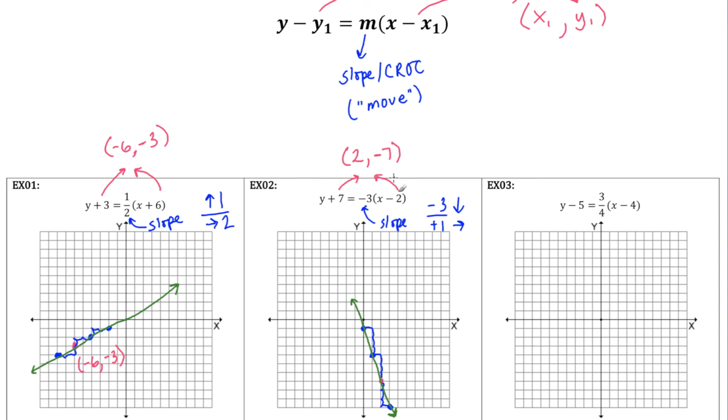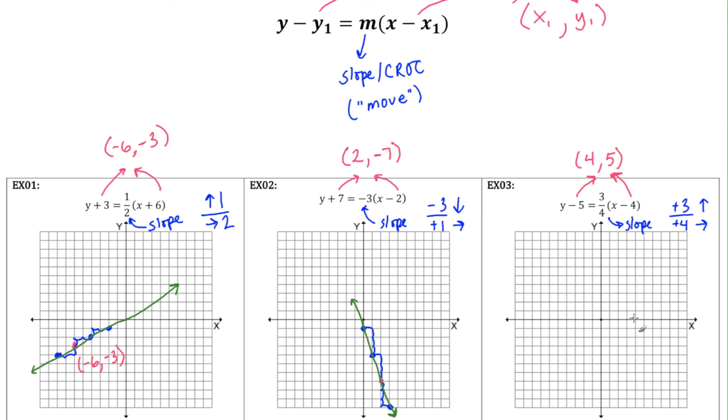All right, and example number 3. So we have a slope of 3/4. This is our slope. So positive 3 over positive 4. So we go up 3, right 4. And let's go ahead and look at our point provided. So it says -4, which means it's actually a +4. This says -5, so we're going to write +5. So let's go to 4, 5.